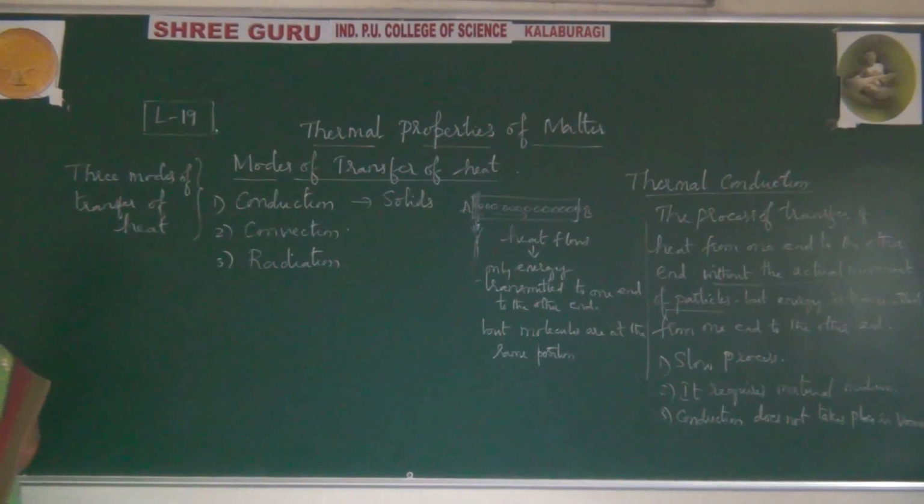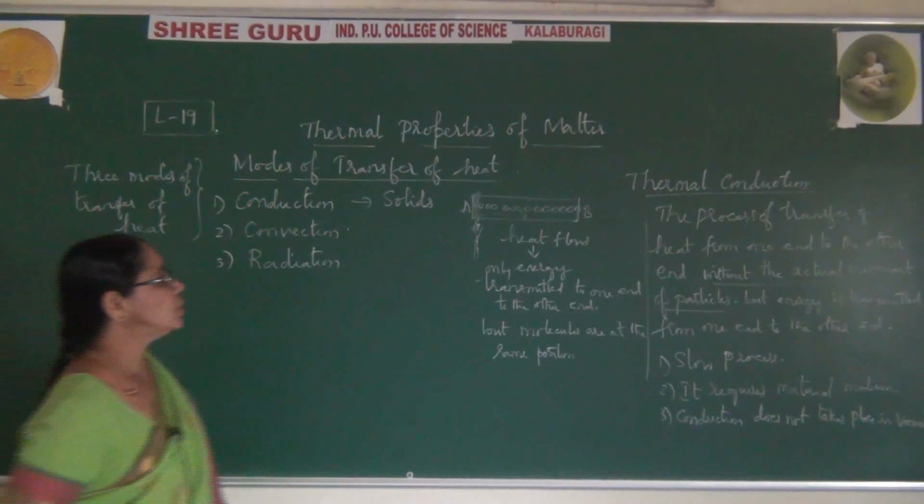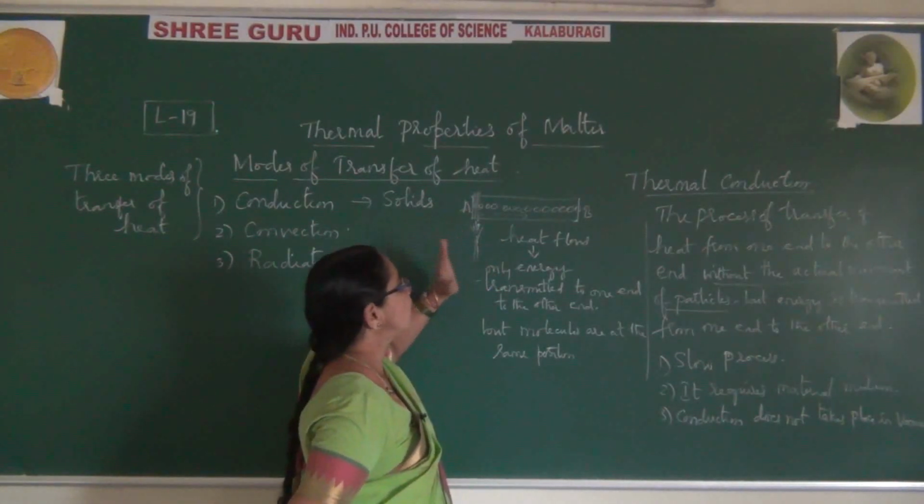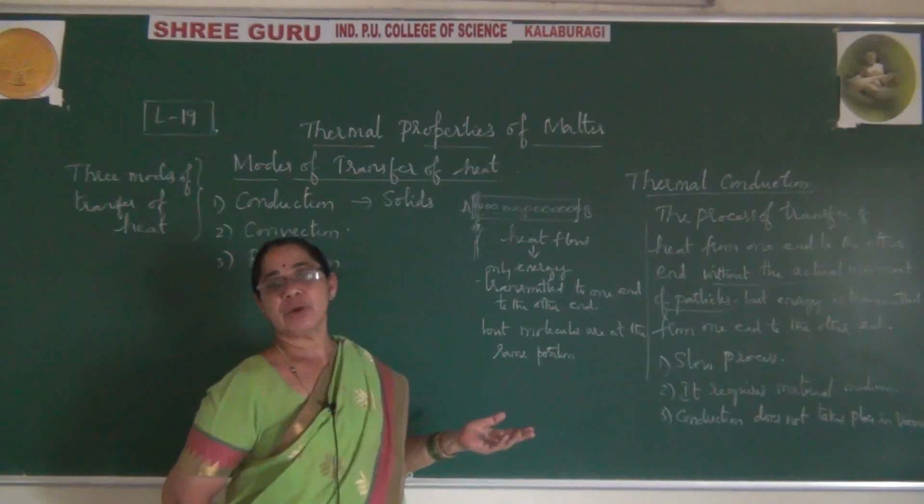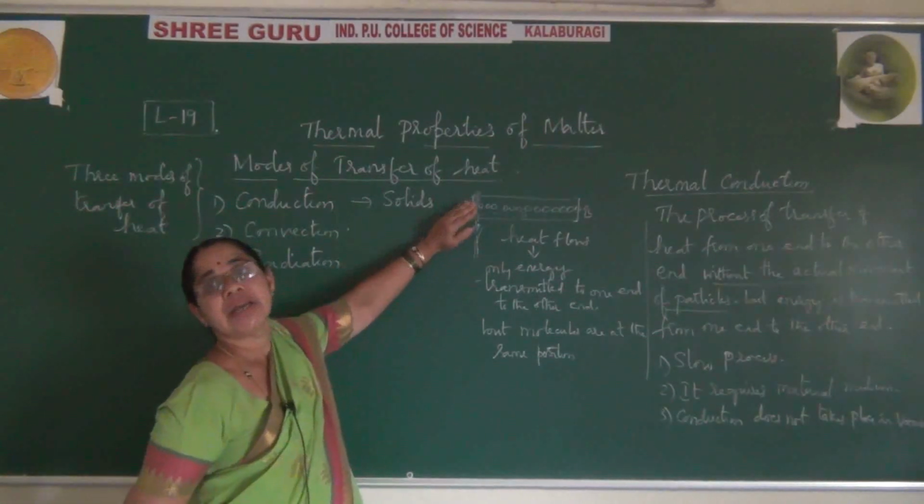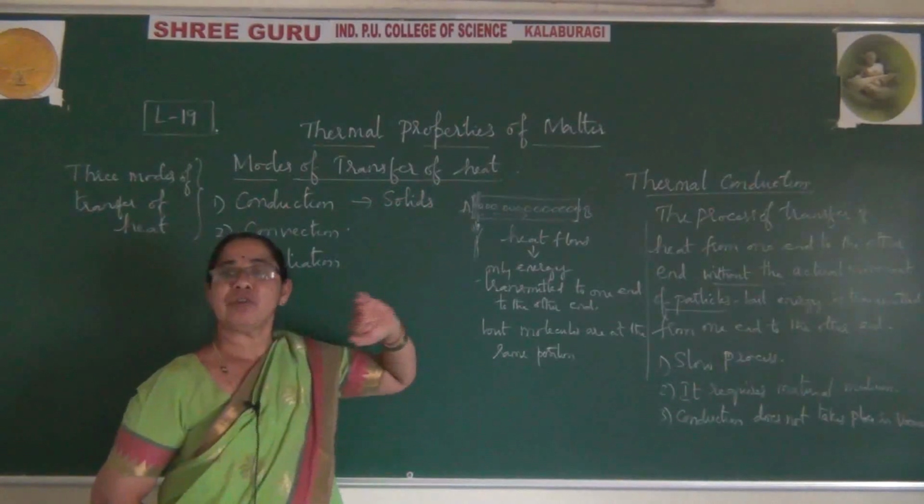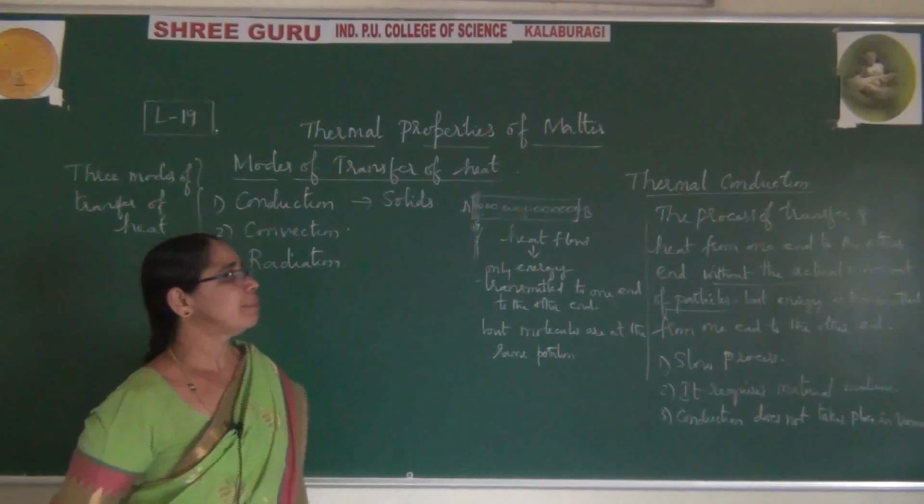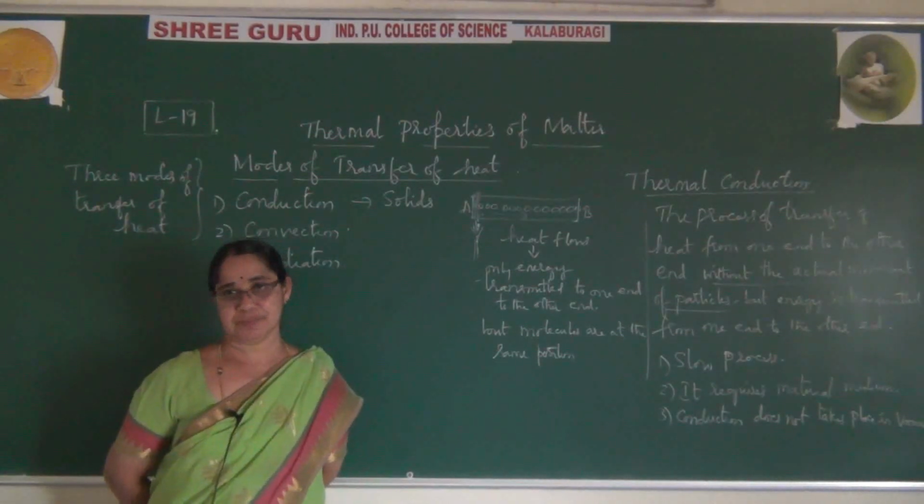Heat always flows. How does heat flow? Heat flows from higher level to lower level. As and when the temperature increases, naturally heat flows from one end to the other. We are supplying more heat, naturally temperature increases, due to which it flows from higher temperature to lower temperature. So these methods you just remember under thermal conduction.